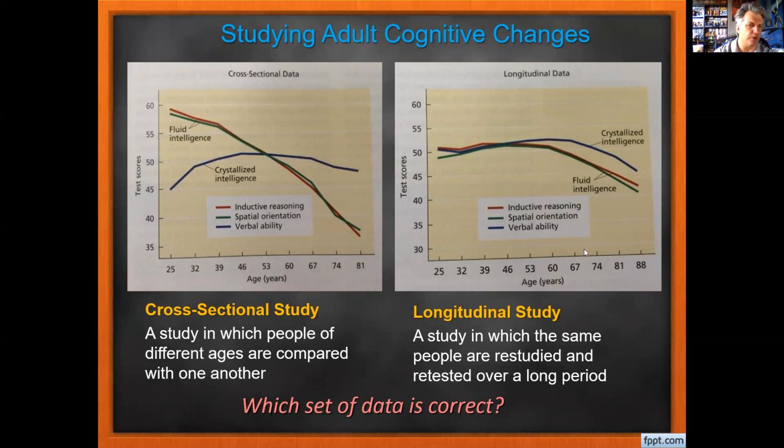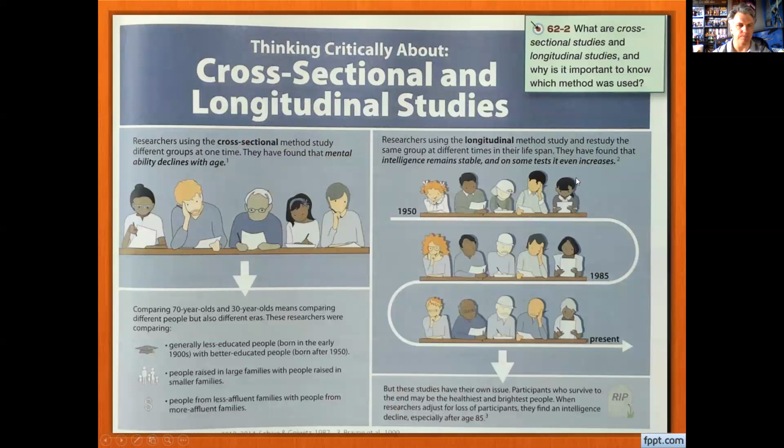We talked before about crystallized and fluid intelligence. When it's a cross-sectional study, there seems to be a dramatic difference in fluid intelligence, but when you look at the same person over an amount of time, the fluid intelligence difference really isn't that great. What else we got here?